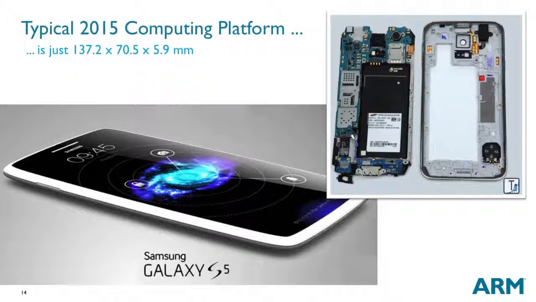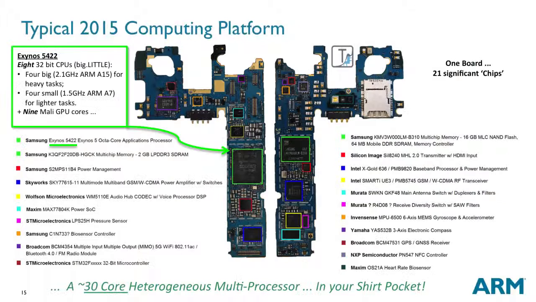So what's inside some of these platforms, just to give us an idea? Because most people have the idea that inside things like a smartphone there is a chip. Well, actually, there's around 20 chips. And they come from all sorts of different people. Samsung, Skyworks, Wolfson, Maxim, ST, Broadcom, Intel, Murata, Invensys, Yamaha, NXP. Oh, ARM isn't on that list. That's a little bit odd, isn't it?